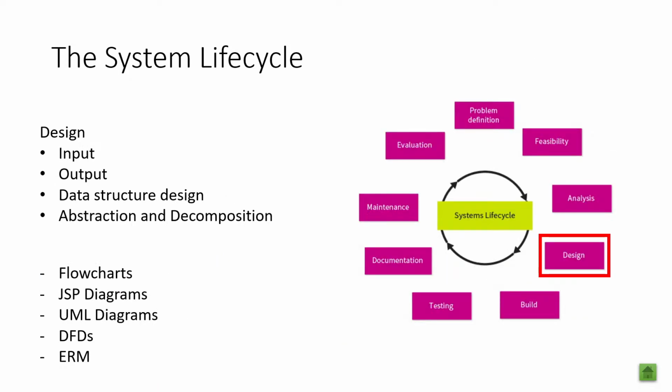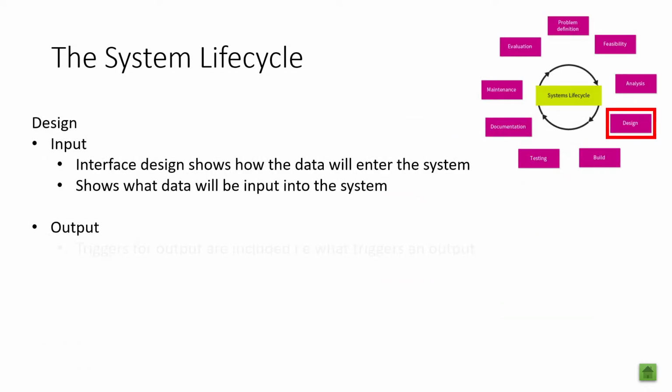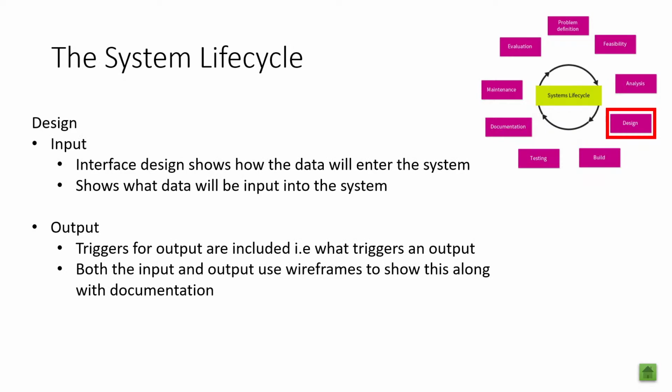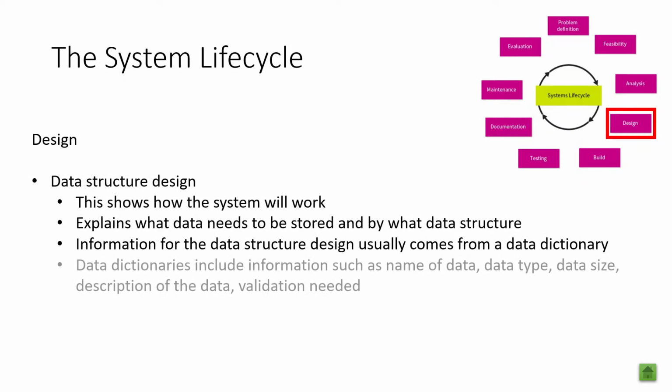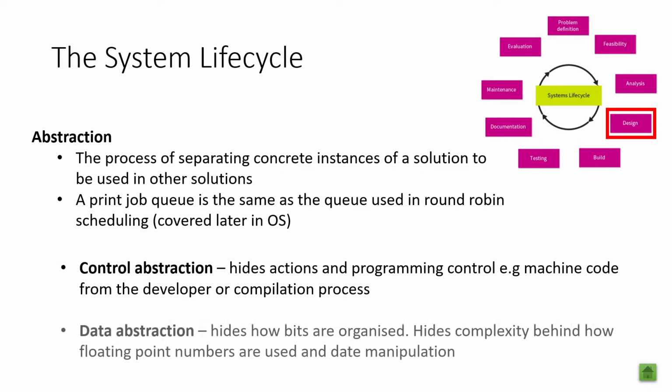Moving on from there, you've got your design. So we might have inputs, outputs, processes. We've got data structure diagrams. We've got abstraction decomposition of the problem. We represent our designs using lots of different diagrams. Well, this is detailed, isn't it? I'll send this out if people want it.